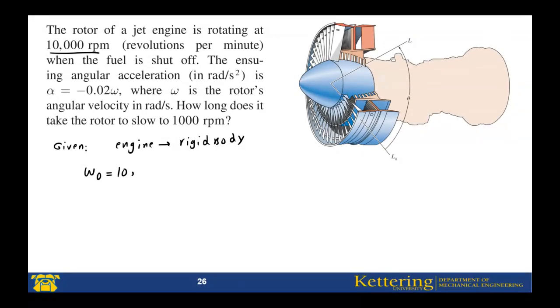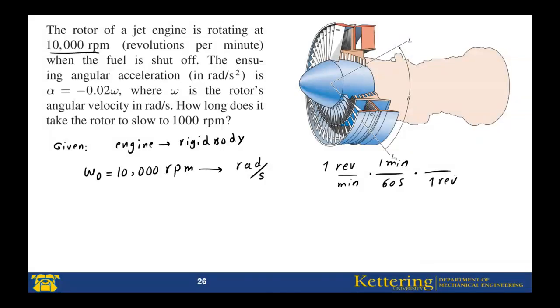It is 10,000 RPM, revolution per minute. Now, I want to convert RPM to radians per second. One revolution per minute, if I multiply by 1 minute, it is 60 seconds. And also, one revolution is 2 pi radians.